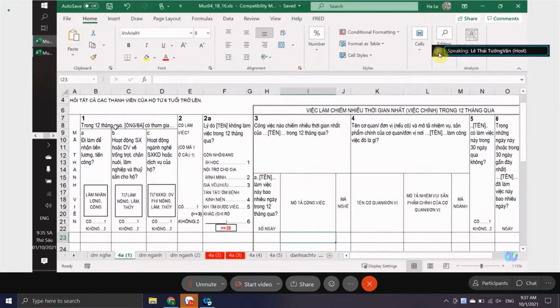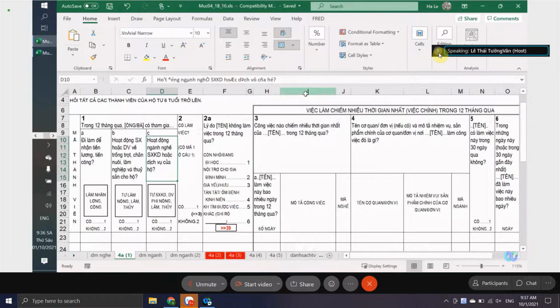In the last 12 months, you can be classified as working, self-employed, agricultural self-employed, or non-agricultural self-employed. So this information will provide information. This section asks information about people's working status.